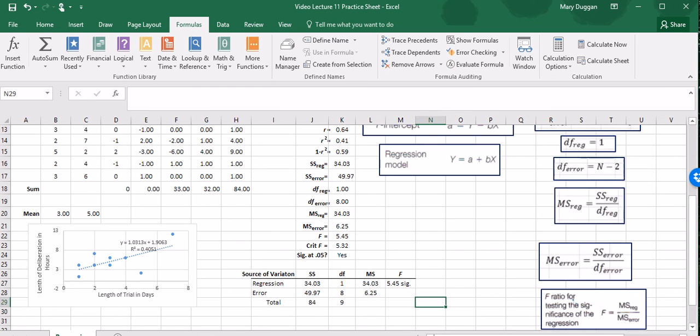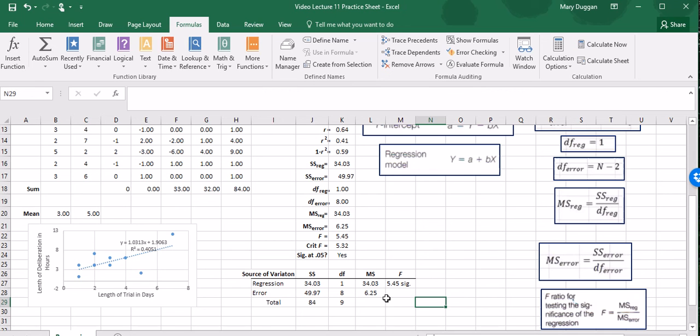Usually the results of a significance test for regression are presented in an analysis of variance summary table, just like the one I've magically made appear right here. The totals are simply equal to the sum of the regression and the error sum of squares and the sum of the degrees of freedom. So it's basically all the information here. We just enter it into the table, so it's easy to see where we got our numbers.